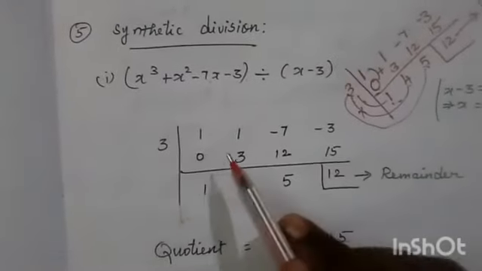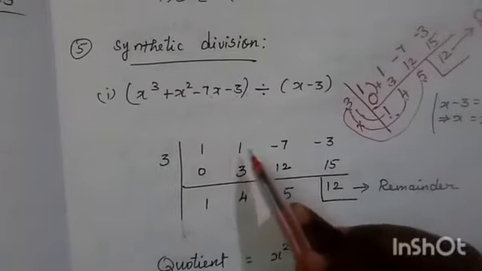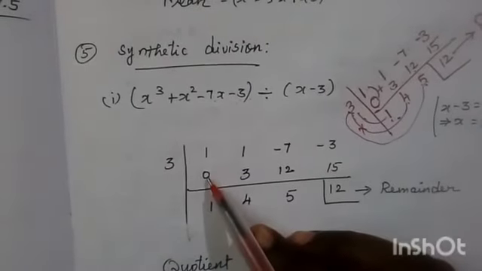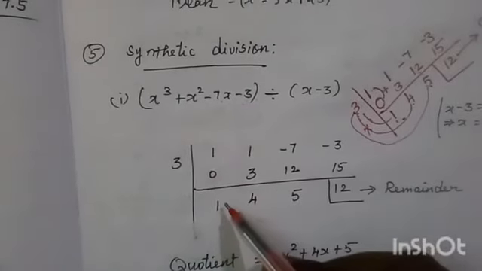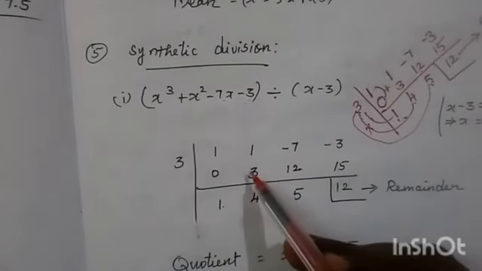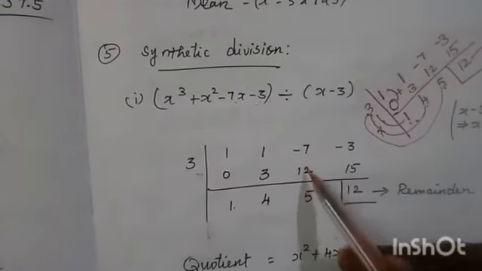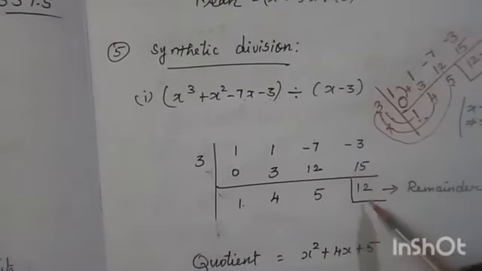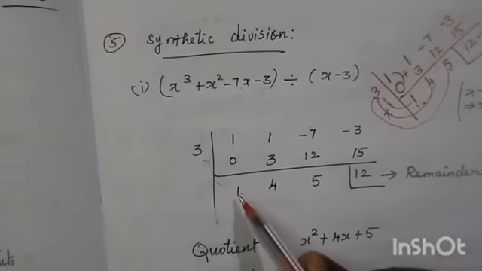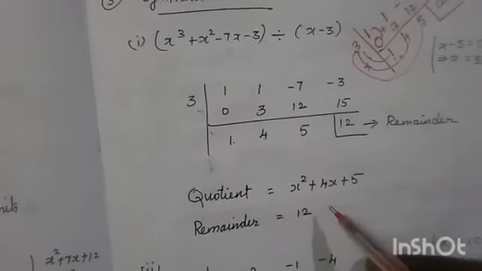Listen here, the same way for the same problem: 1, 1, minus 7, minus 3, and 0 first. Then add these two, 1. 1 times 3 is 3. Add these two, 4. 4 threes are 12. Add these two, 5. 5 threes are 15. 15 minus 3 is 12, the remainder. Quotient is x square plus 4x plus 5. Remainder is equal to 12.